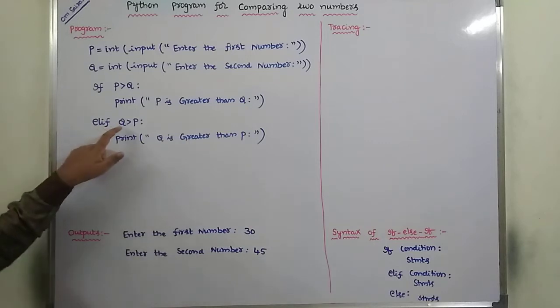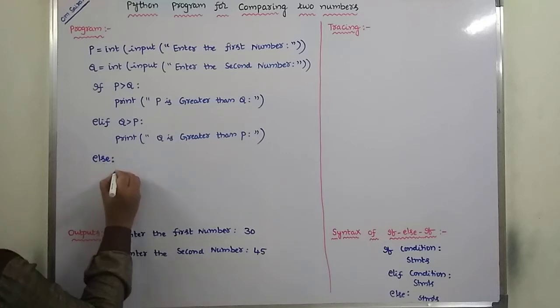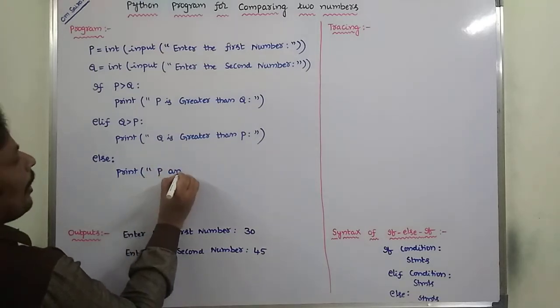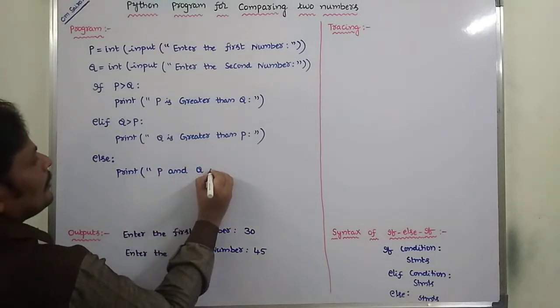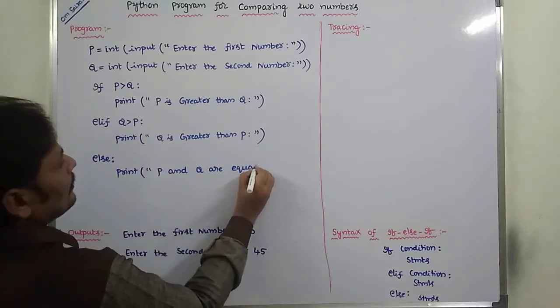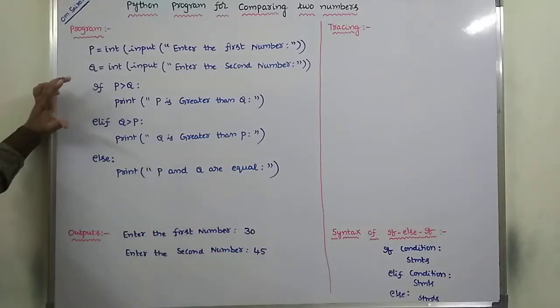Now suppose this condition is also false. Then we go for else colon print "P and Q are equal". So this is our program.